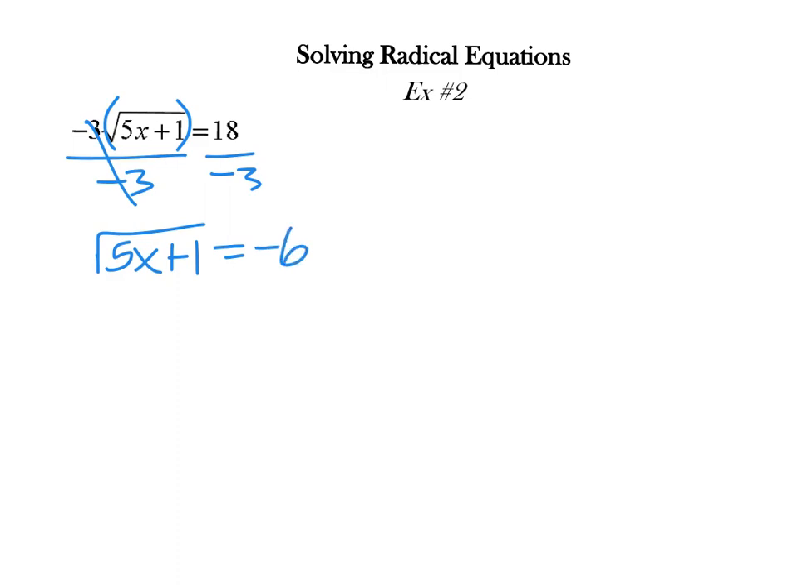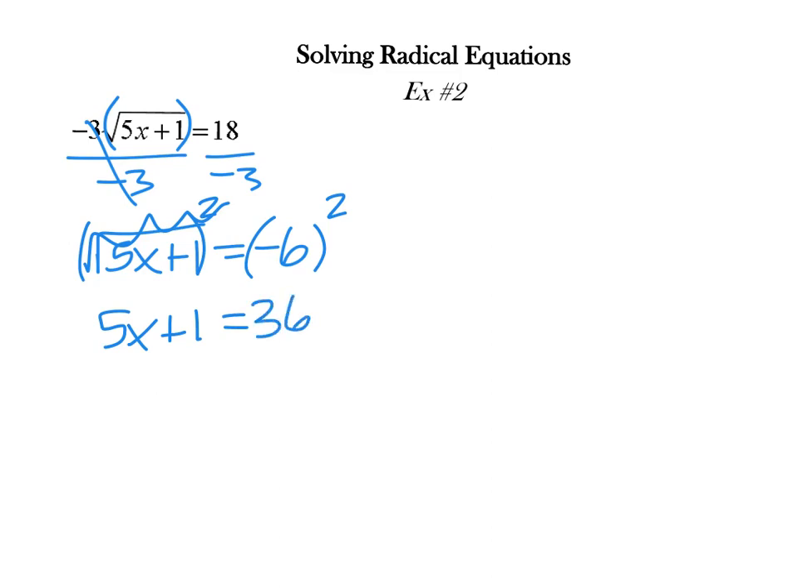Now that the radical is by itself, I can do the exact opposite of this radical. Technically, the square root has a 2 right here on the outside, and the opposite of this square root is going to be squaring. So we're going to square both sides of the equation, the left side and the right side. On the left, the square root and the square cancel, leaving you with 5x plus 1. On the right-hand side, negative 6 times negative 6 gives us positive 36. And now we have our basic algebra 1 problem. Continue to solve for x by getting rid of that positive 1 and the 5 attached to it. So we do the opposite.